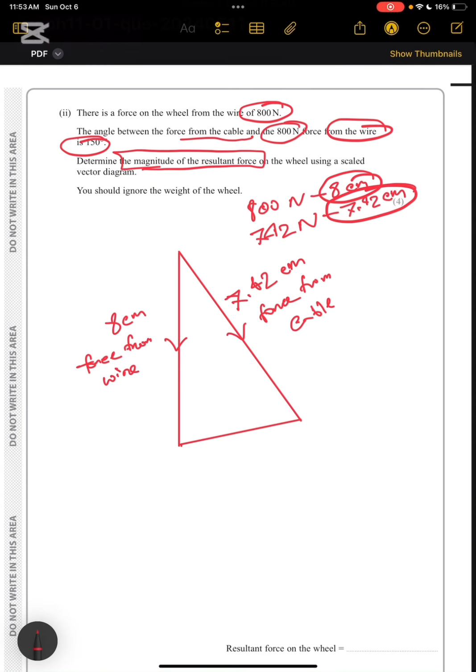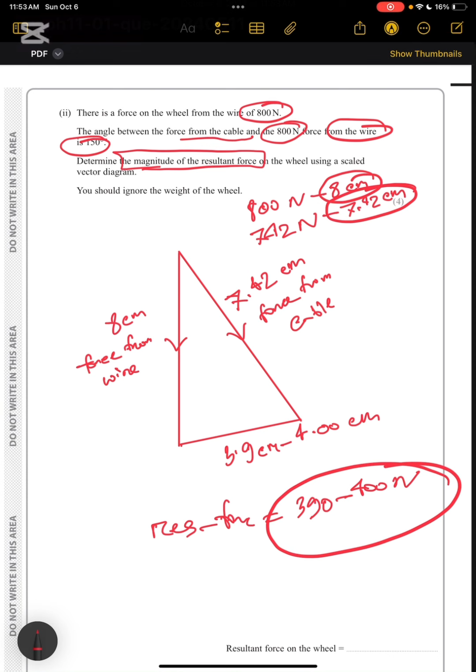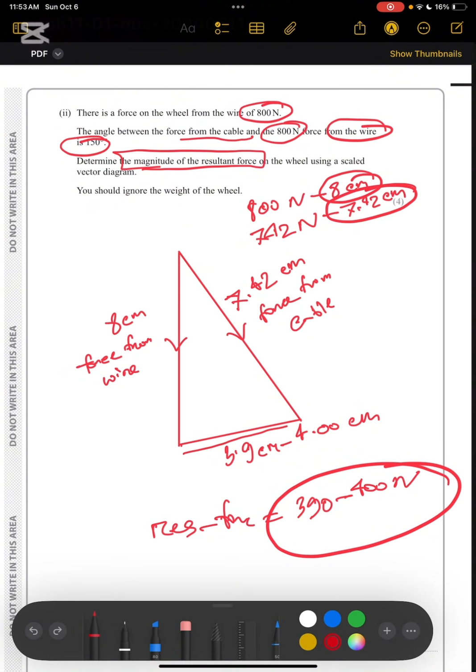the distance of this, and if we calculate it through a ruler, then it will come as 3.9 centimeter to 4.00 centimeter. So we can say the resultant force will be 390 to 400 Newton. It's just a matter of doing some ruler work. You have to just calculate the distance of this using a ruler and draw these two lines using 8 centimeter and 7.42 centimeter. So we're done up to this.